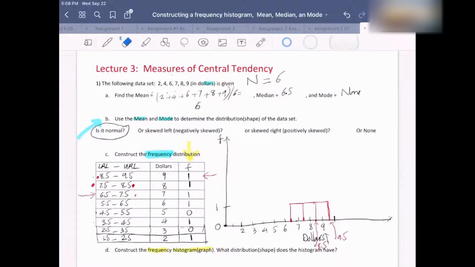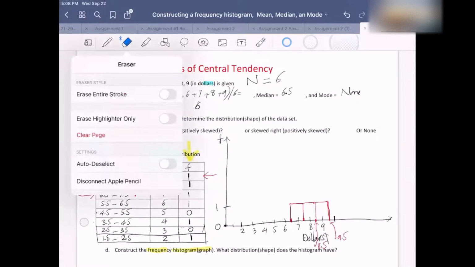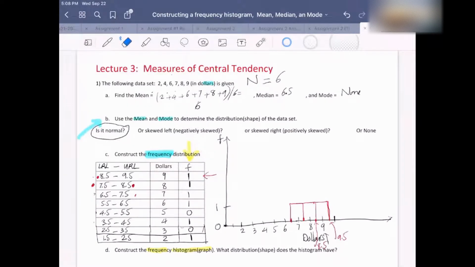Let's move on to number 6, right? Now we are at number 6. The 6 is from 5.5, and 5.5 is here, to 6.5. So it should share the same side with number 7, and it has the same frequency, okay?